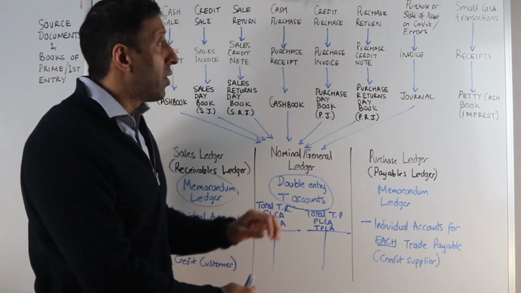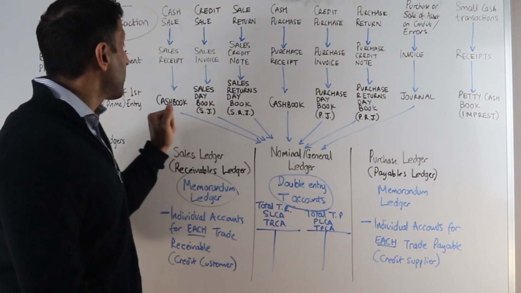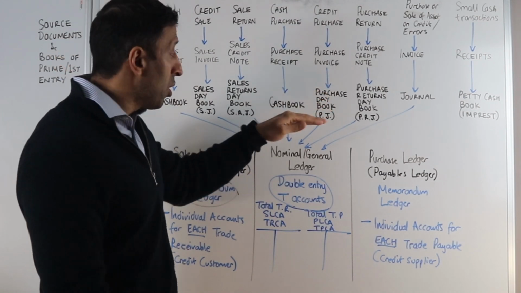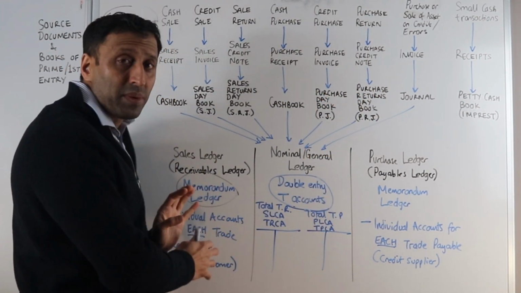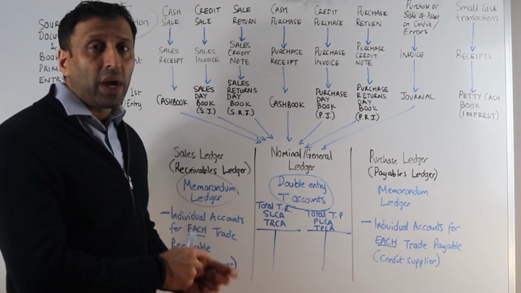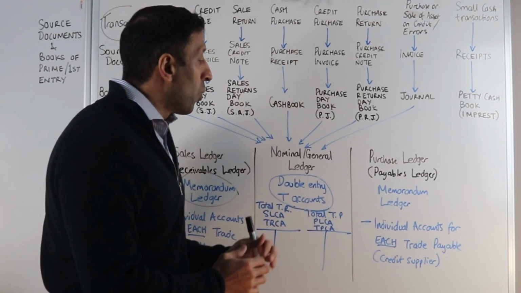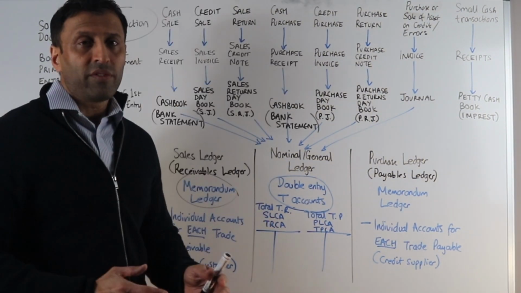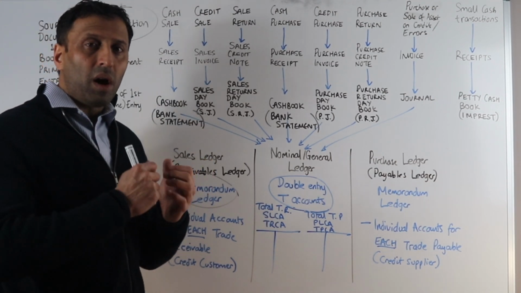Hopefully this all makes sense now, and how we have transactions, we have source documents for those transactions, we have books of first entry where those source documents go, and finally that information ends up in the ledgers, and sometimes we'll update the sales ledger as well if it has something to do with affecting a trade receivable. And some of those transactions may affect the purchase ledger when we have items that affect how much we owe to trade payables.